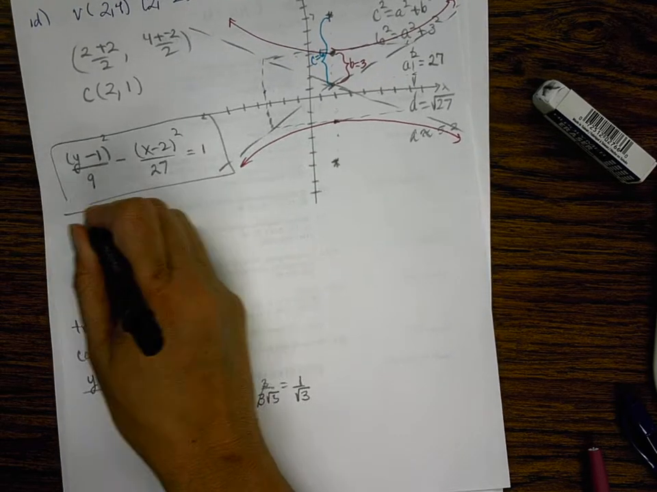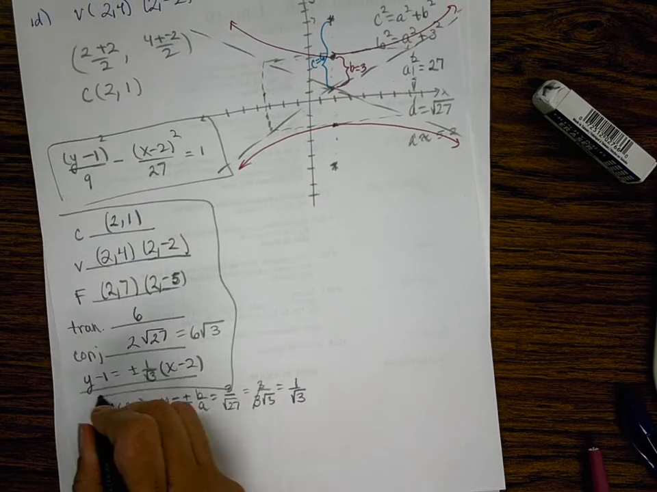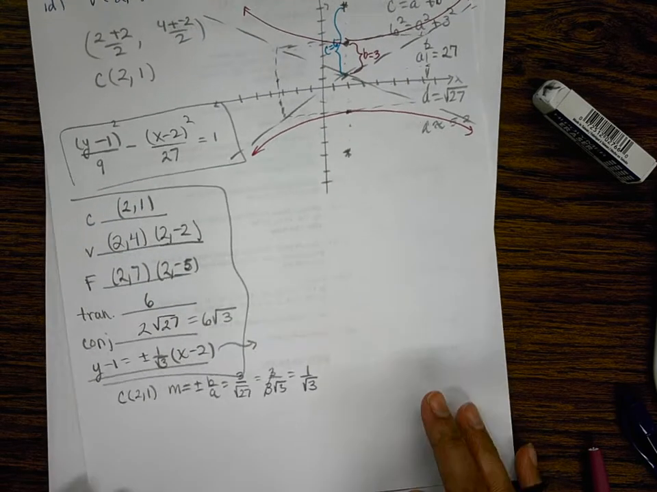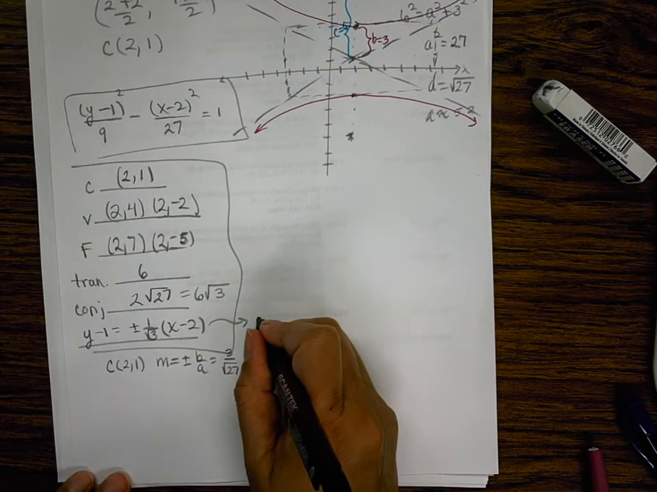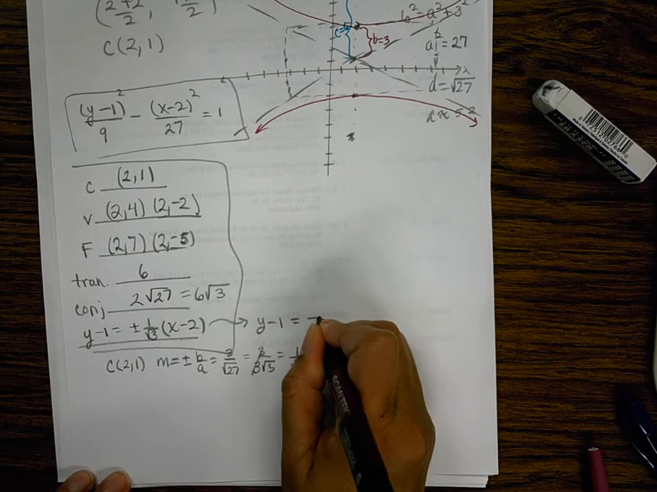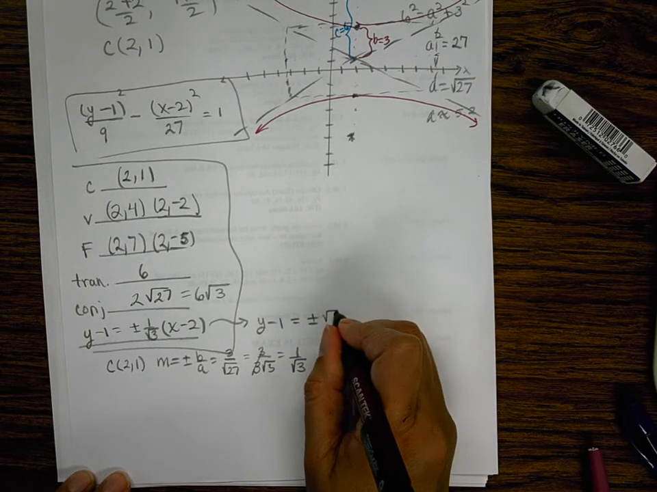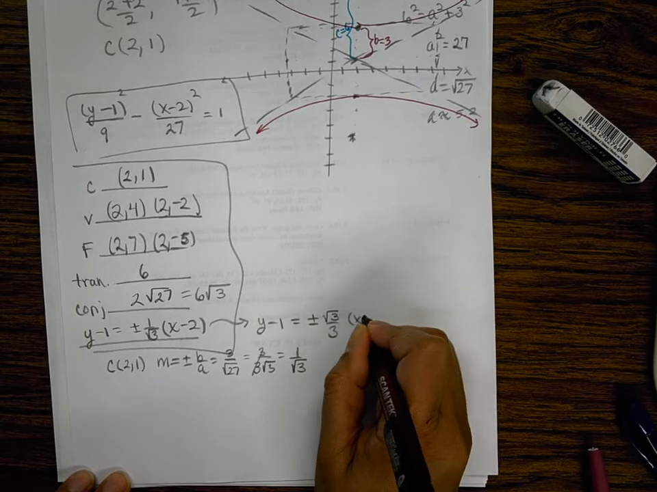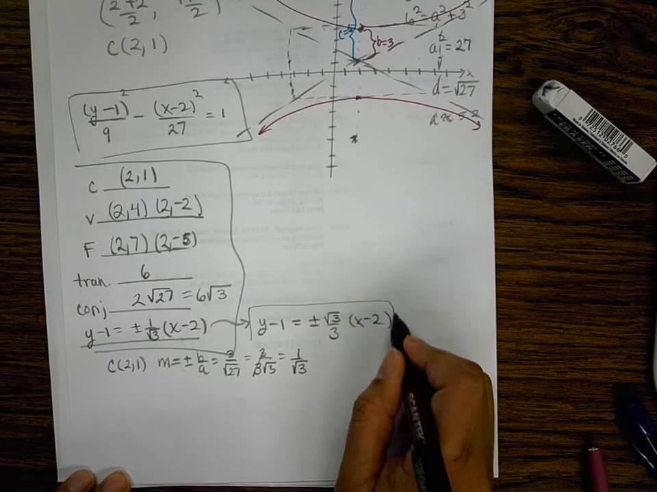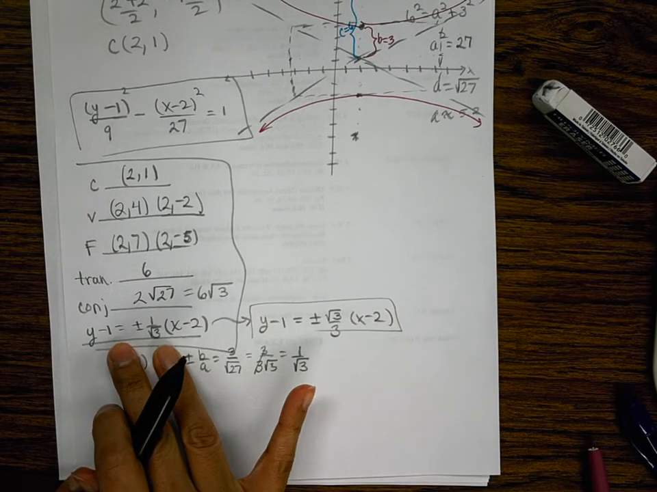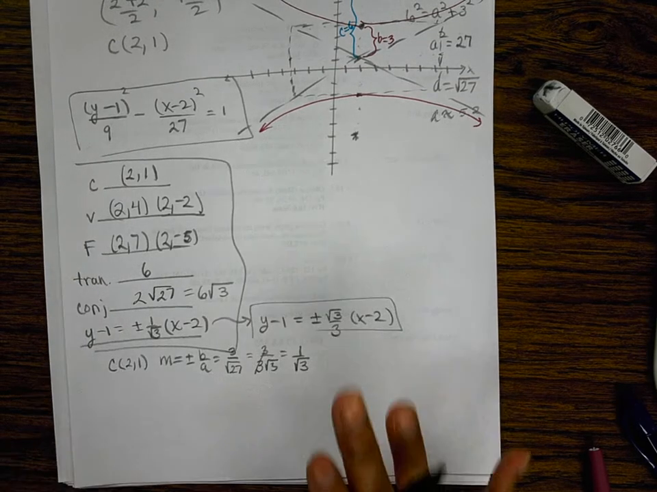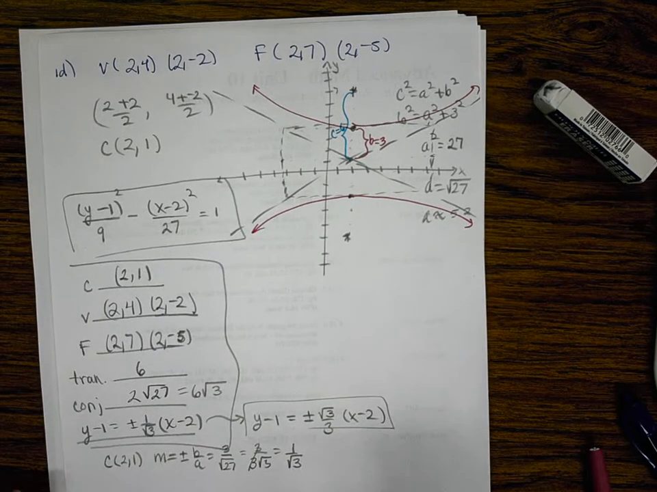Now, when you check your answers, they did rationalize. I know we don't in class, but if you do, just showing you what you would get. Y minus 1 equals plus or minus root 3 over 3, x minus 2. I don't care how you write this on your own. If you left it like this, that would be fine. If you wrote it like this, that would be fine. Either way. All right, there's all the work for 1D.